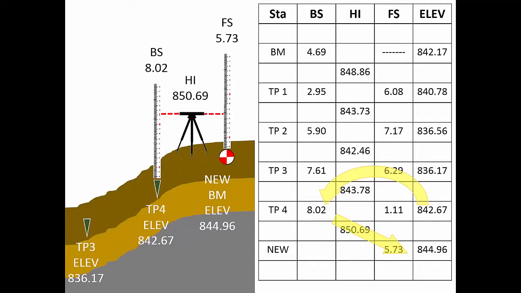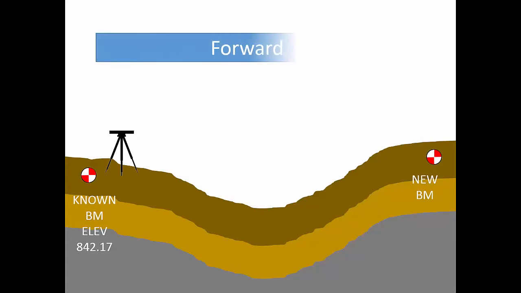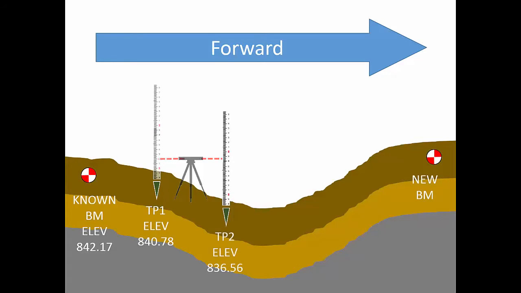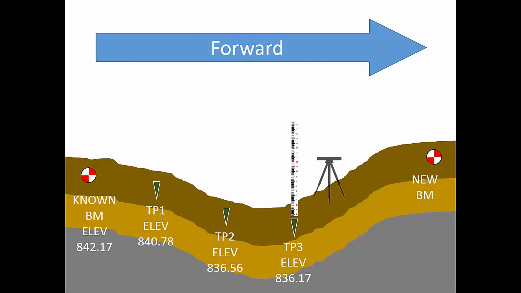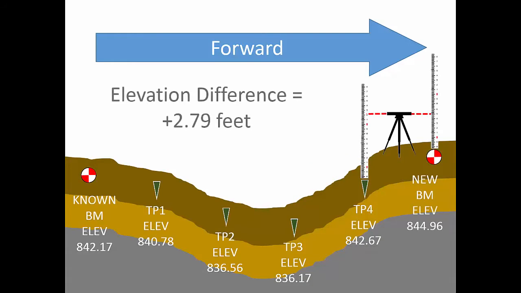At the end of the forward run to our new benchmark, we have effectively measured once. That is, we measured the elevation difference between the known benchmark and the new benchmark going forward. But we haven't yet proven that our measurements are reliable. Therefore, we'll measure the same elevation difference again, but now in the opposite direction.